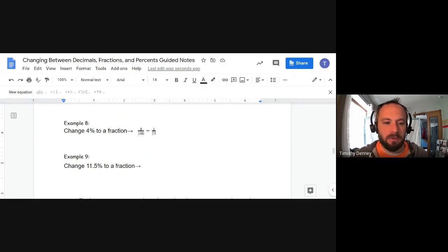All right, what about this one? 11.5%. This one's a little bit trickier, okay, because we're showing the decimal here and the fraction. But again, it's just this number over 100. And this is a little quirky, right? Okay, this is a little weird how we're going to deal with this.